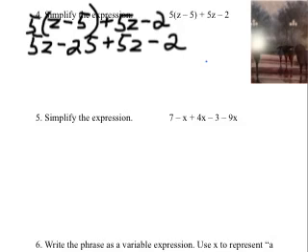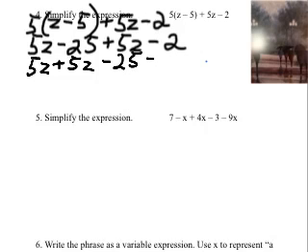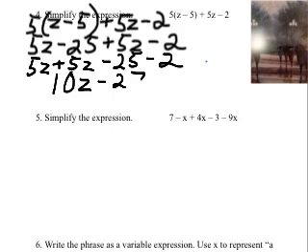So in this case, we can move the 5z's next to each other. 5z plus 5z. And then we can move the negative terms next to each other. Negative 25 plus the negative 2. See, I don't have to put the plus sign in there anymore because I just assume it is. Okay, 5z plus 5z gives us 10z's. Negative 25 plus a negative 2 gives us a negative 27.